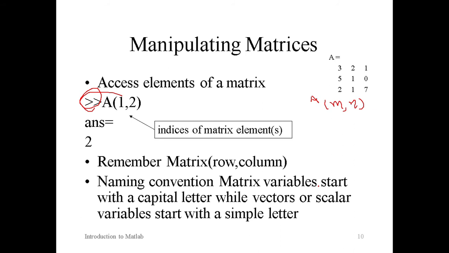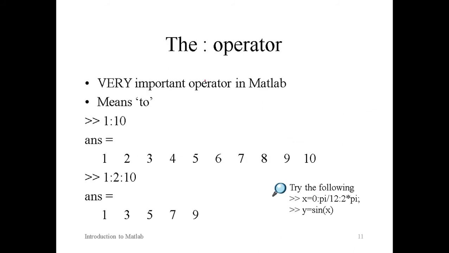Now, the naming convention: a matrix variable starts with a capital letter, while a vector or scalar variable starts with a simple letter. Now let us understand one operator that we are going to use, that is colon. This is very important as far as MATLAB operation is concerned, or whenever you are dealing with vectors. This operator is nothing but a 'to' operator. If we want to write the variable from 1 to 10, it is a very tedious process when we are dealing with hundreds of variables. So in that case we can write 1 colon 10, and when you enter, you get the values 1 2 3 4 5 up to 10.